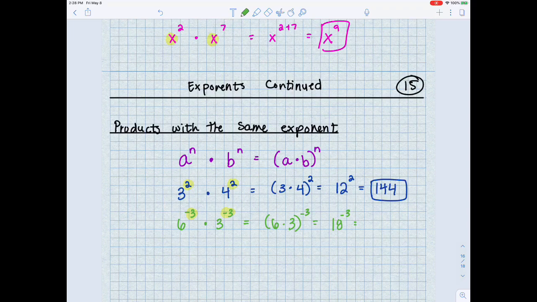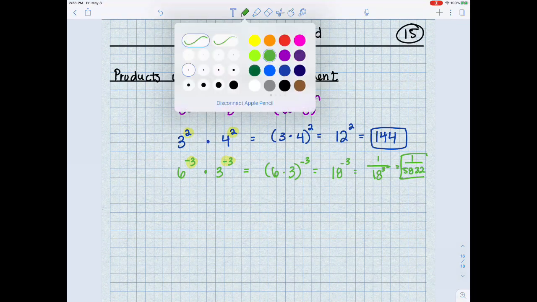We don't like negative exponents, so following the negative exponent rule, I can rewrite it as 1 over 18 to the third power. And the negative sign is no longer there. Punch that into your calculator. 18 to the third power is 5,832. So my final answer is 1 over 5,832. And there we go.